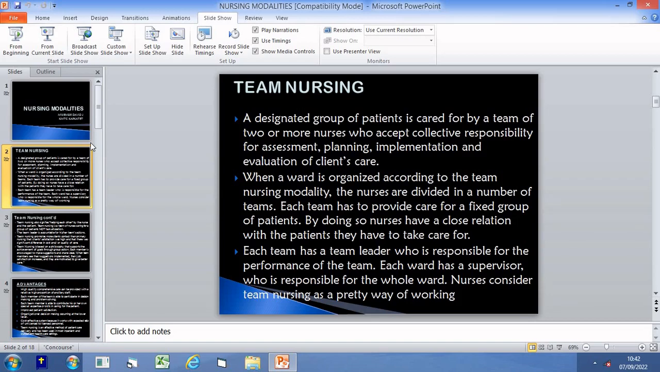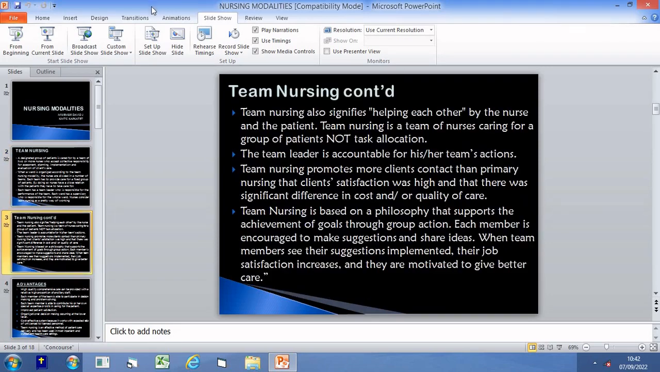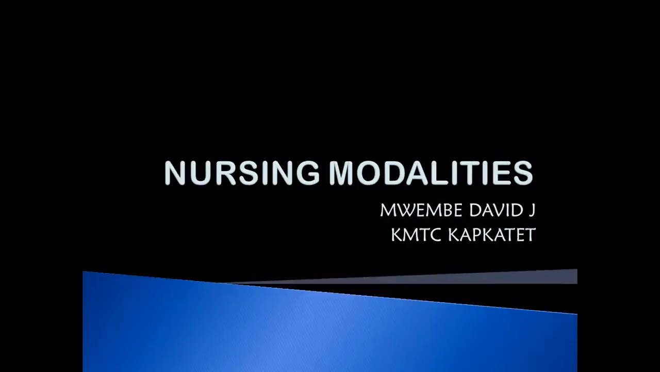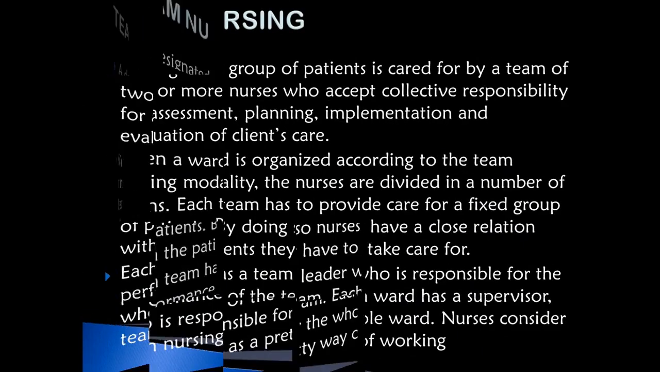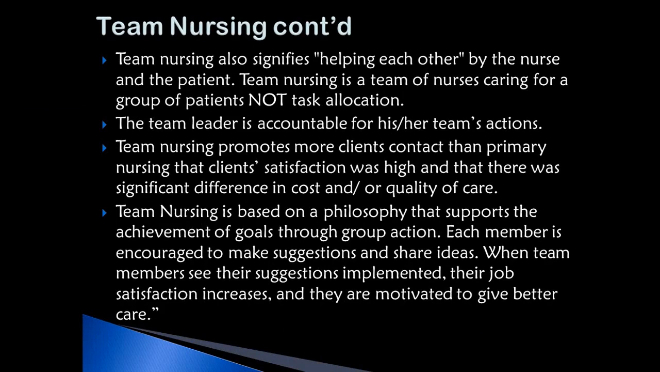So, when a ward is organized such that there is a team leader, and tasks are allocated to the group of nurses who also take care of a group of patients, that is called team nursing. So it is all about helping each other. The nurses help each other, and the nurses help the patients, taking care of the patients' needs to ensure that they get well or recover from their illnesses.